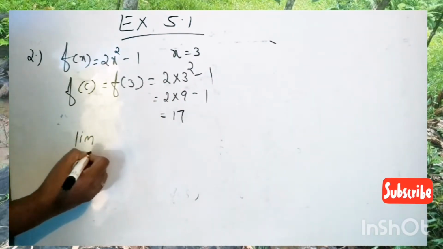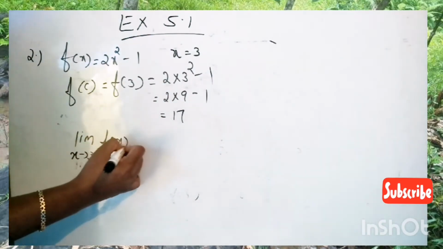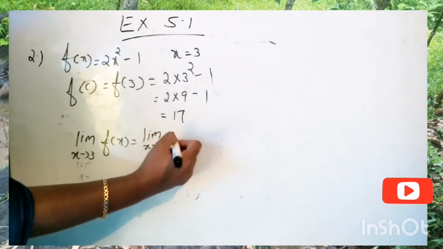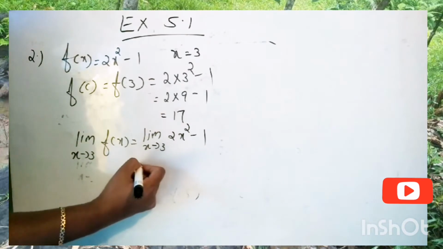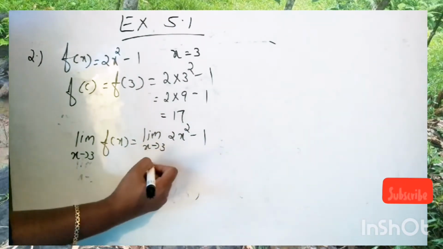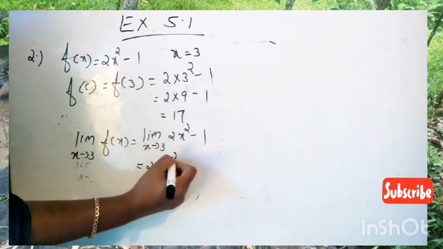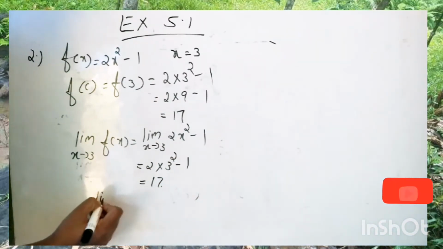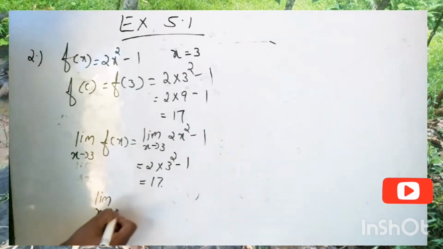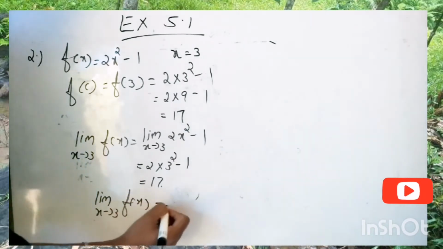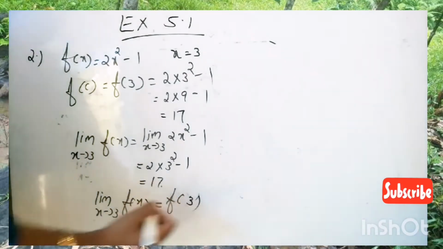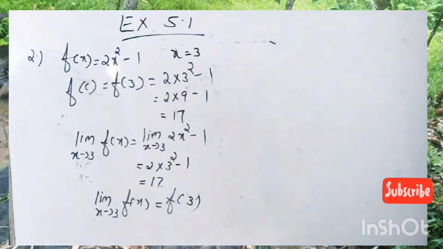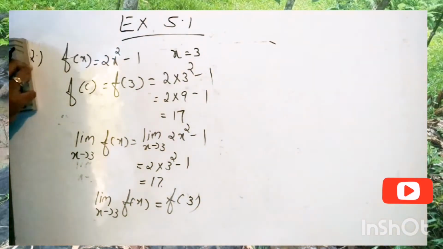So limit x tends to 3, f of x is equal to limit x tends to 3 of 2x square minus 1. That is equal to 2 into 3 square minus 1, that is 17. Therefore, limit x tends to 3, f of x is equal to f of 3. Therefore, the function is continuous at x is equal to 3.